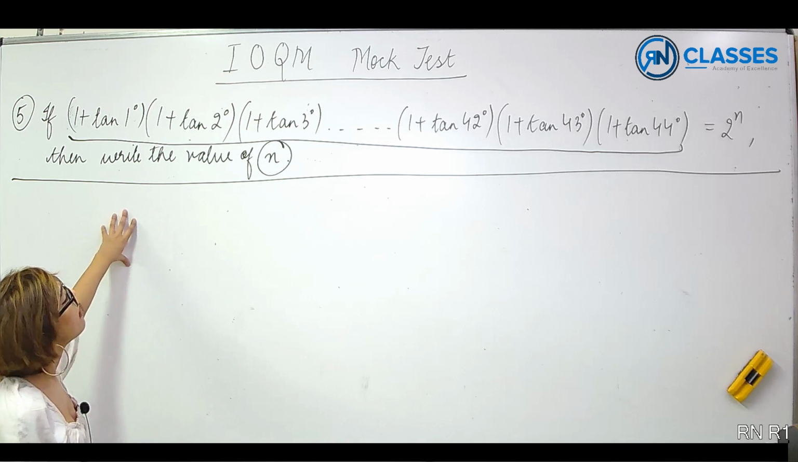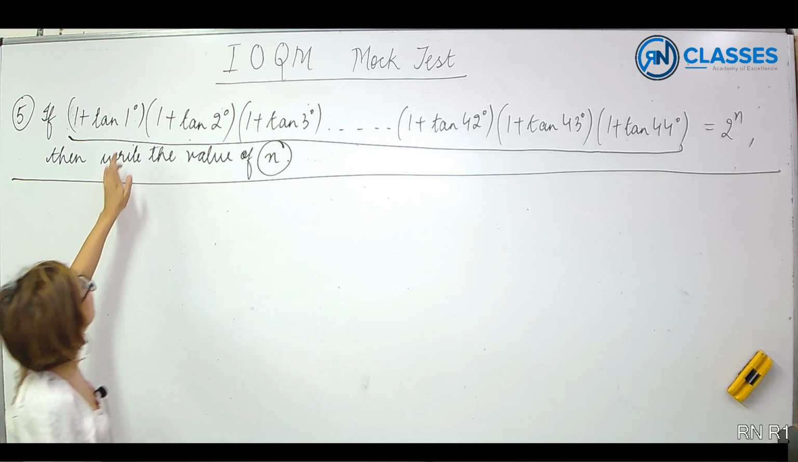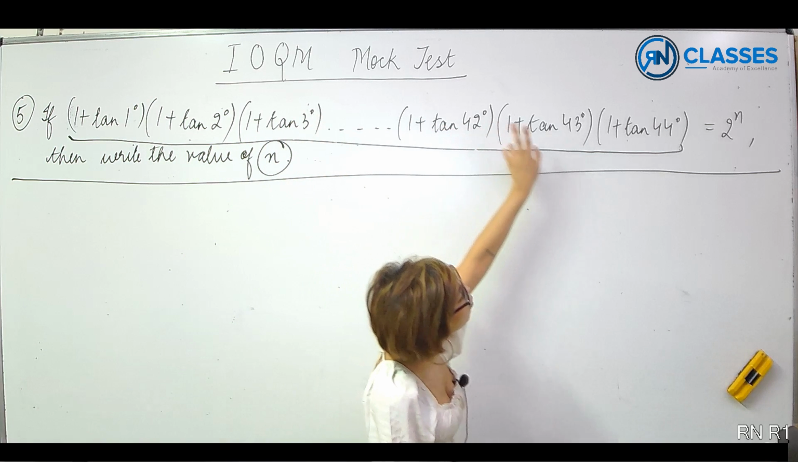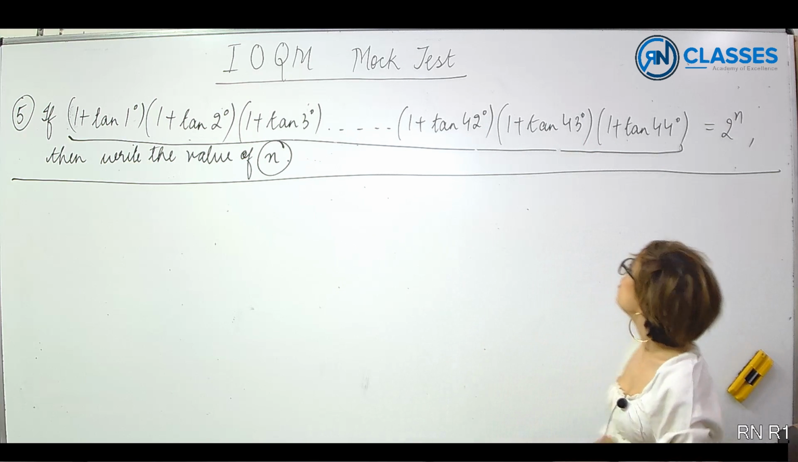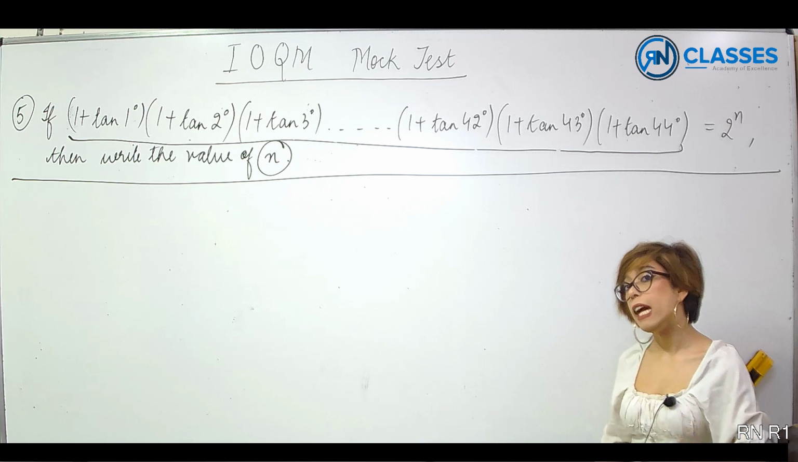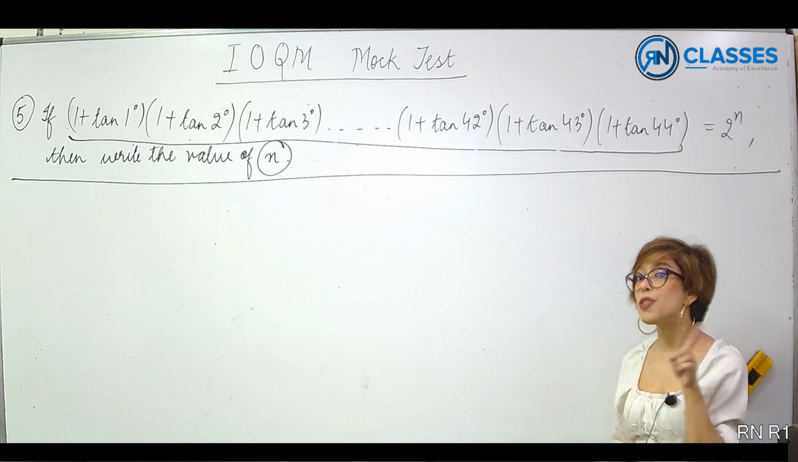So what else can I observe over here? Now mind that my numbers are like this: 1, 2, 3, and so on, there's 42, 43, 44. 44 degree angle. Do we like 44 degree angle? No. We like 45 degree angle, right? Because we know that tan 45 degree is a very nice number, which is 1.